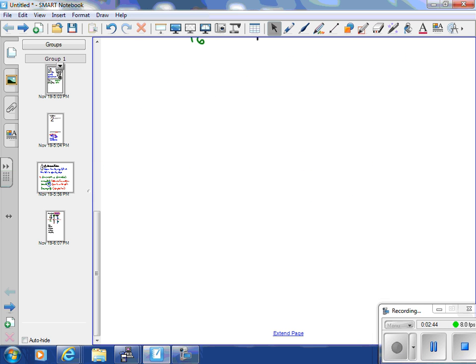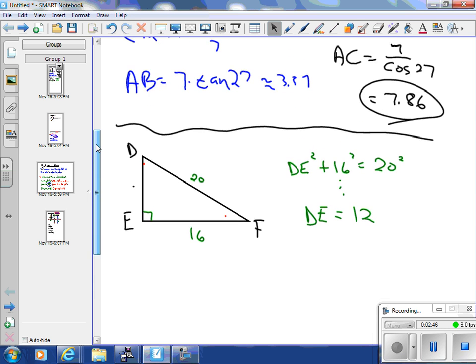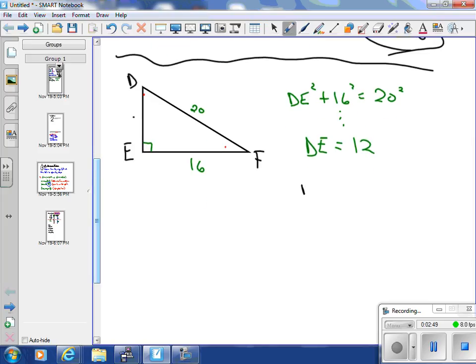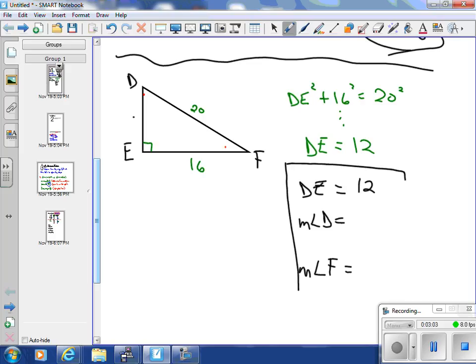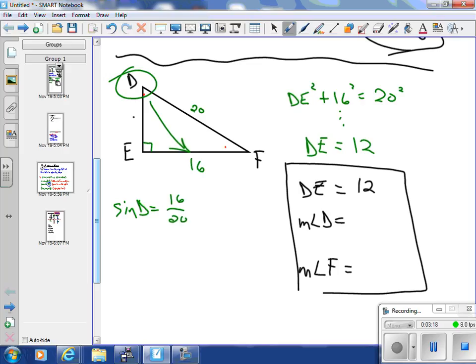Okay, so of the three things that I have to find on this triangle, we got to figure out what DE is, and we just found that. We got to figure out what the measure of angle D is, and what the measure of angle F is. So we have the 12 here. That's our first thing that we found. So now for the measure of angle D. From D, 16 is the opposite, and 20 is your hypotenuse. So we're going to say that the sine of D is 16 over 20.